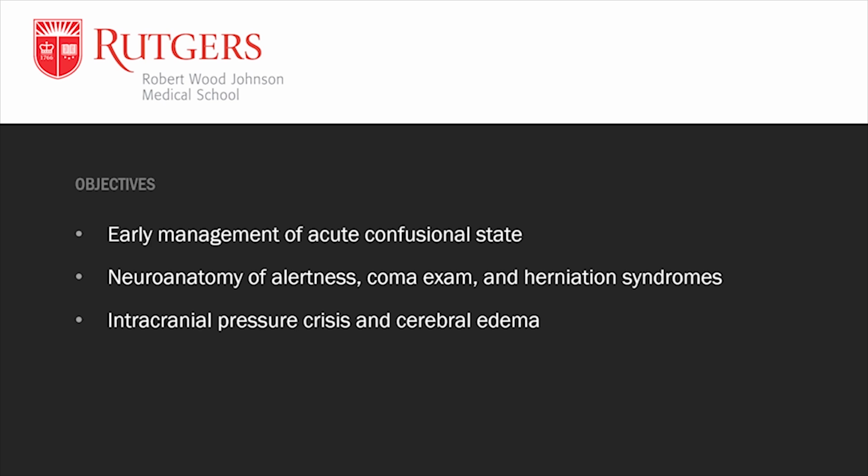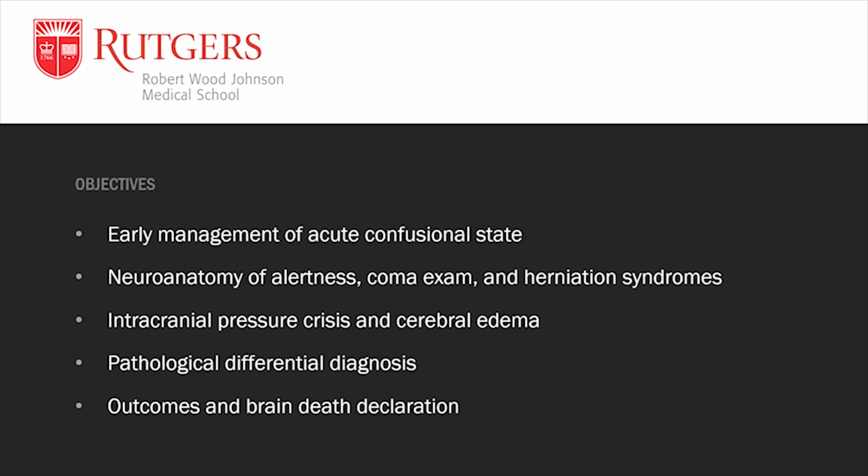Next, we'll go over some of the choice pathologies that can cause coma. And finally, we'll conclude with a discussion of outcomes for patients in a coma and review the steps for brain death declaration.